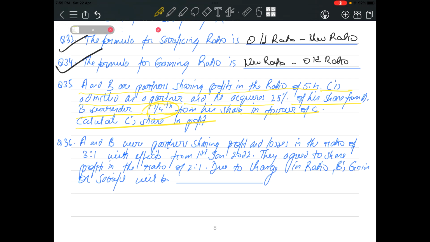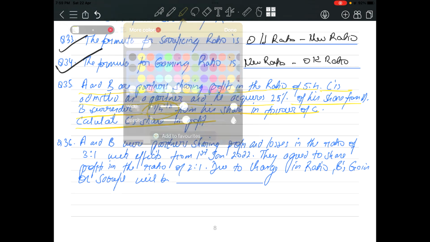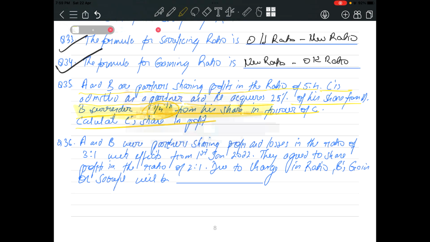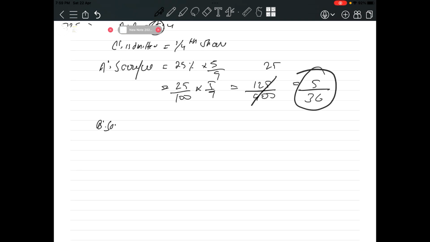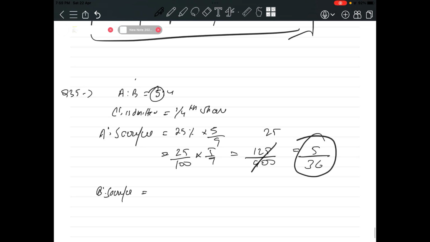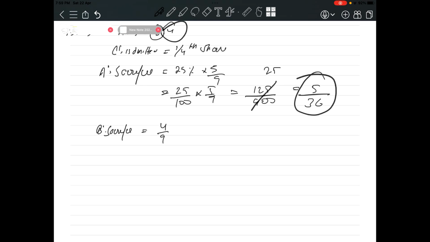B surrenders 1/4 from his share in favor of C. So he is surrendering 1/4 from his share. What is the answer? B's sacrifice is equal to 1/4 of his share. What is B's share? 4/9. So from 4/9 he is sacrificing 1/4. So 4 by 36, which is 1 by 9, so 7 by 36 is not right here; over 36 the answer is 7 by 36.